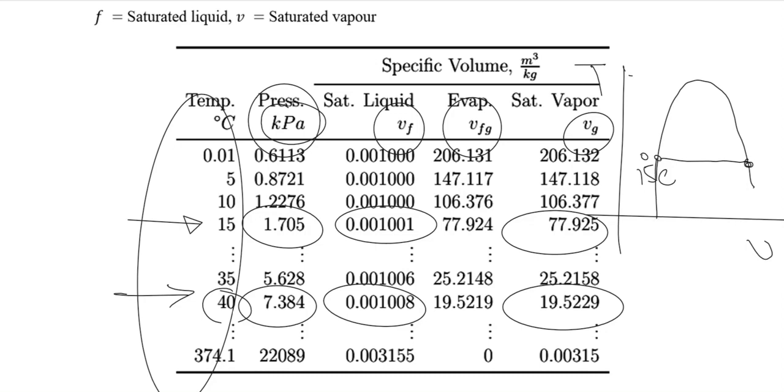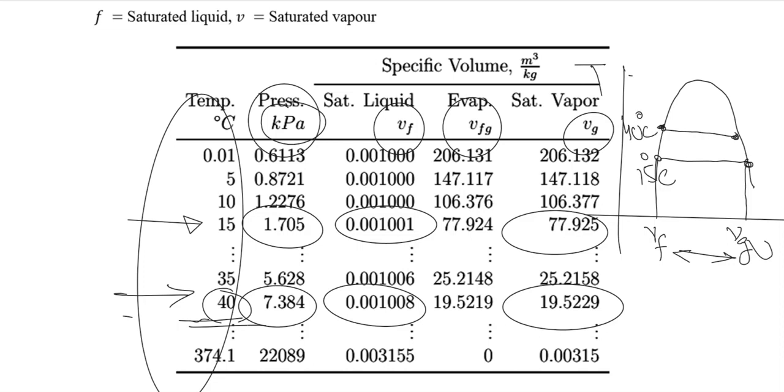And for that 15 degrees centigrade, I've been given a volume Vf, which is somewhere around 0.001001. For the same 15 degrees centigrade, I've been given a volume Vg, and obviously Vg minus Vf would be equal to Vfg over here. So that is our case number one. Now let's talk about another temperature, which is greater than 15 degrees centigrade, and that is 40 degrees centigrade.